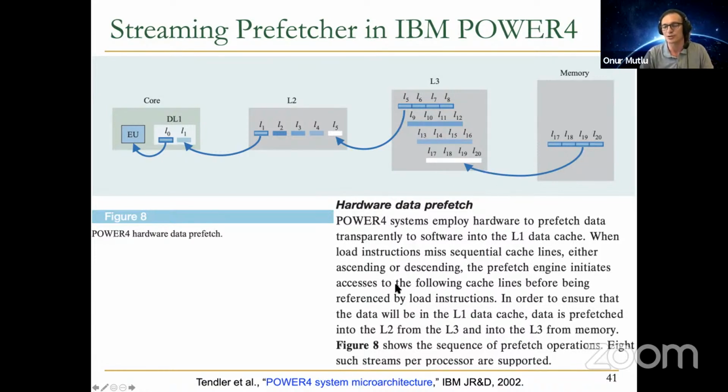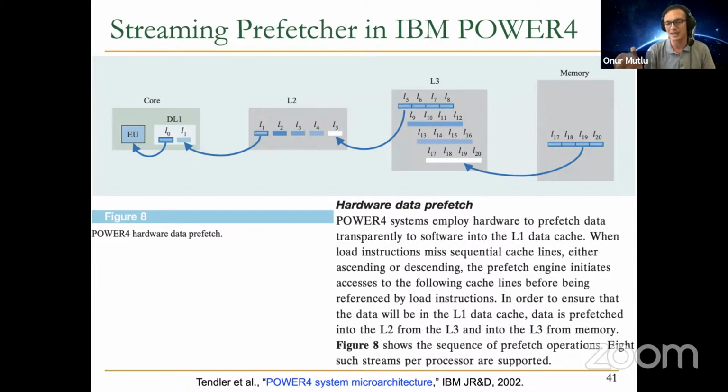So you can also read the paper, but basically when load instructions miss sequential cache lines, either ascending or descending, it could be going the other way also in memory, the prefetch engine initiates access to the following cache lines before being referenced by load instructions in order to ensure that the data will be in the L1 data cache. Data is prefetched into the L2 from the L3 and into the L3 from memory. And they say basically they support 8 such streams per processor. So that's a multi-core engine. So per processor, they support 8 such streams. So if you're operating on 8 arrays concurrently in a similar manner, you can be prefetching those 8 arrays.